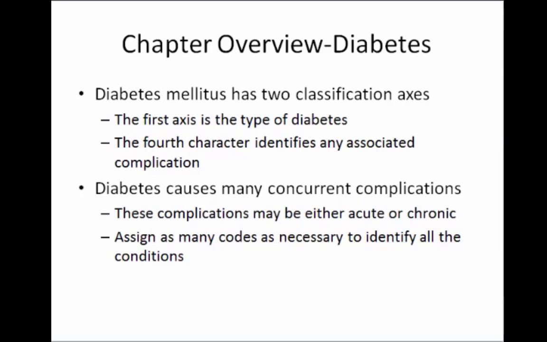When we start looking in the alphabetical index for types of diabetes, we're going to start with the first axis being the type, and then underneath that in the alphabetical index you will see the different complications or manifestations. Diabetes can cause many different things at the same time. Some can be acute, some can be chronic. So it's not unusual for a diabetic patient to have many E codes. Assign as many codes as you need to identify all the conditions that that patient has.